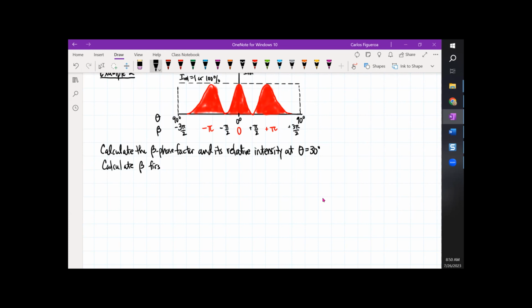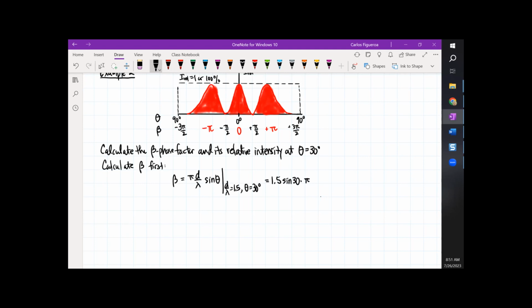Now we want to calculate beta first. Beta is going to be pi d over lambda times sine of theta. But we just said that we're using the previous one, which is 1.5, and we're setting theta equal to 30 degrees. Now let's put this in. Here I'm going to get d over lambda is 1.5, and then I have the sine of 30, and then I have the pi.